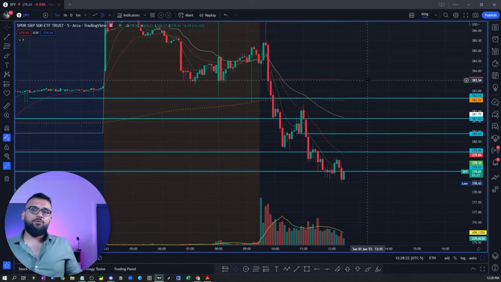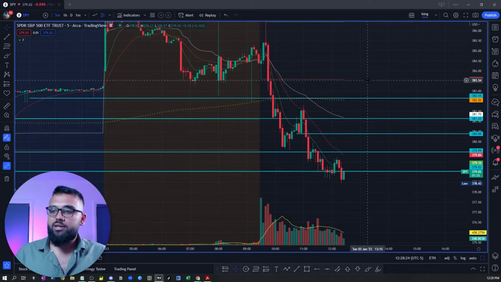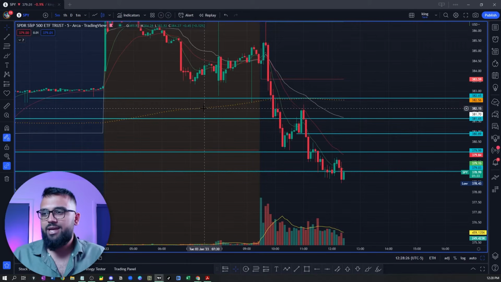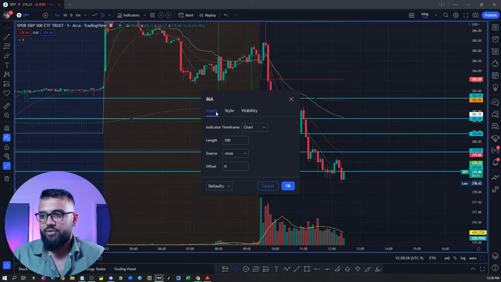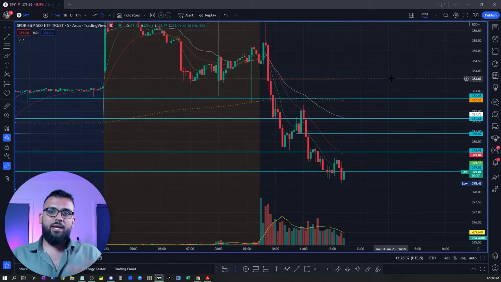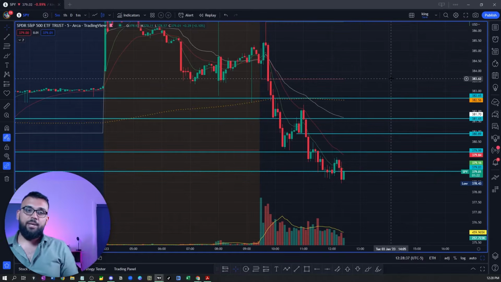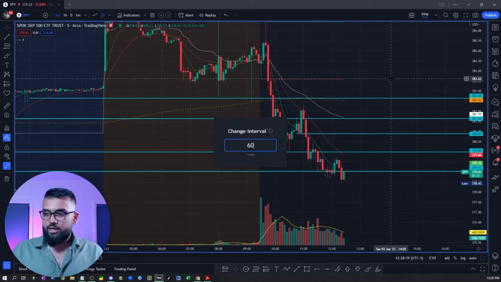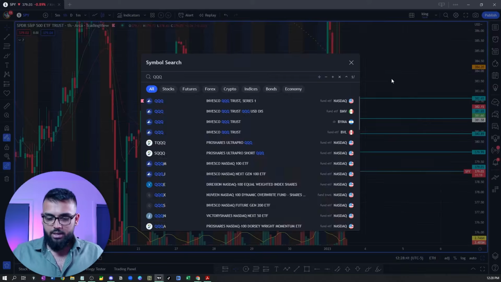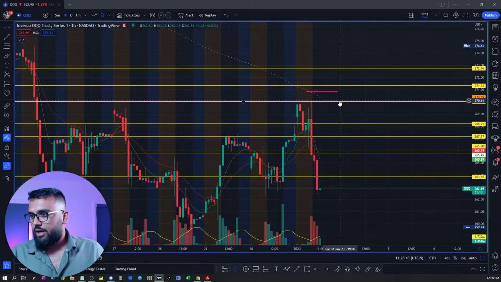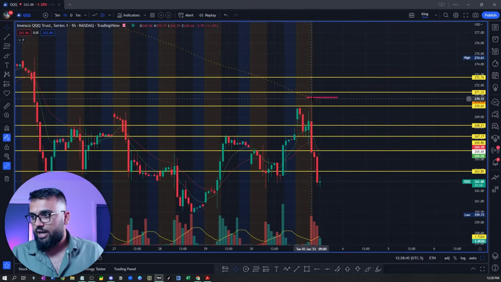I like to have the 200 moving average on a 5-minute chart, and the 200 moving average is right here. This is just a normal simple moving average, 200. And I watch that moving average very closely. It's usually very big. Just like on a 60-minute chart, if you look at QQQs, we had a 200 moving average approaching and we rejected.